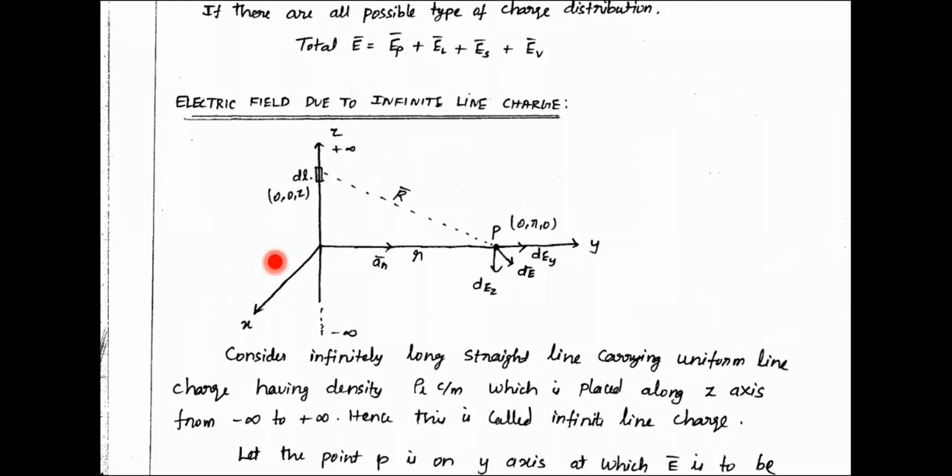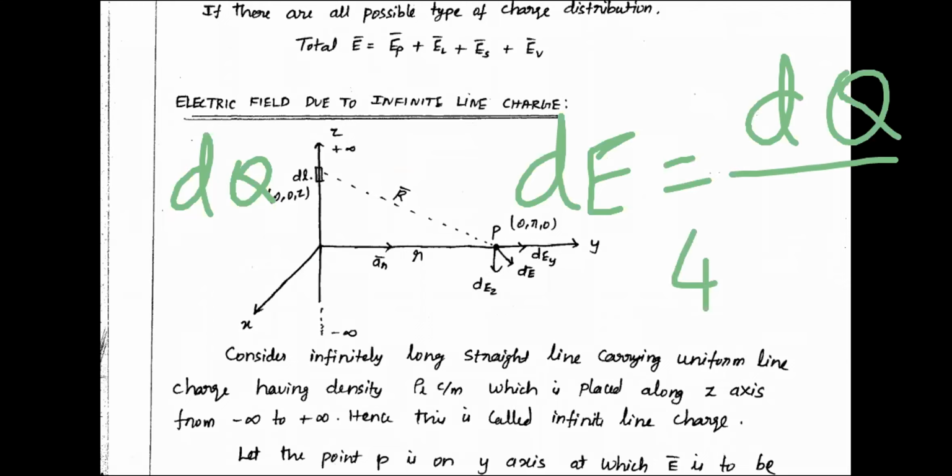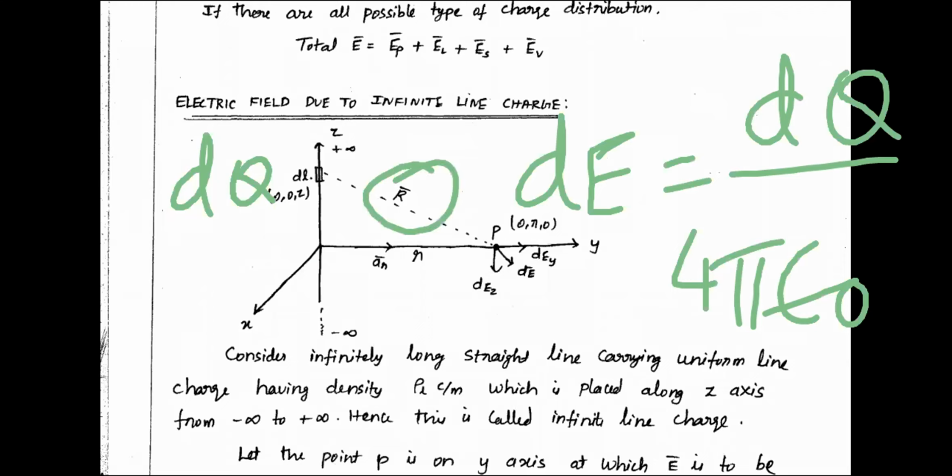Now, from your understanding, if I have a point charge dq, then what will be my electric field? My electric field dE due to the point charge dq will be dq over 4 pi epsilon naught r square. Where I have to take which r? This r, because this is my point charge and this is my observation point. Whenever you are dealing with a point charge and one observation point, you have to take that length only.